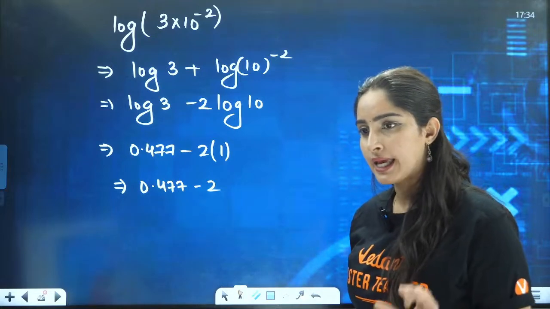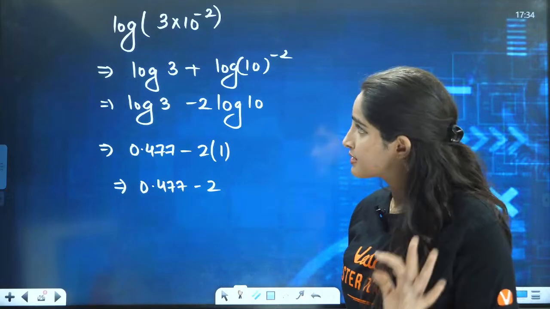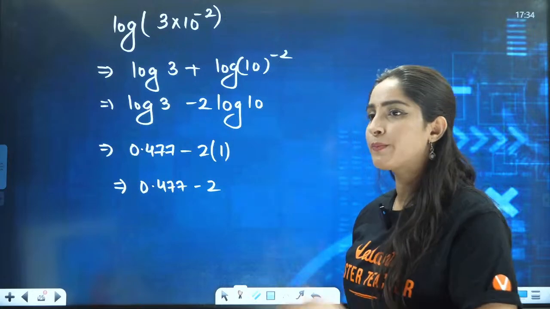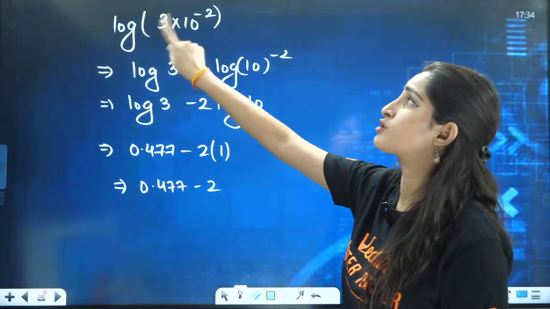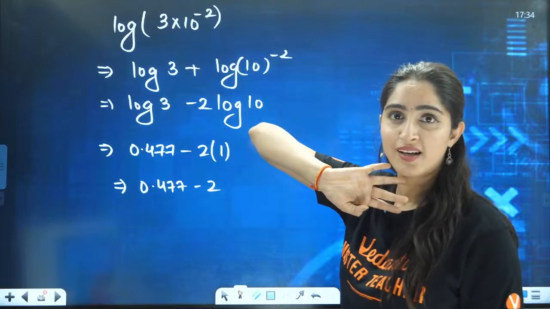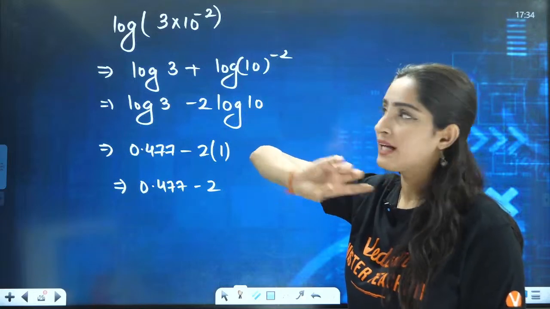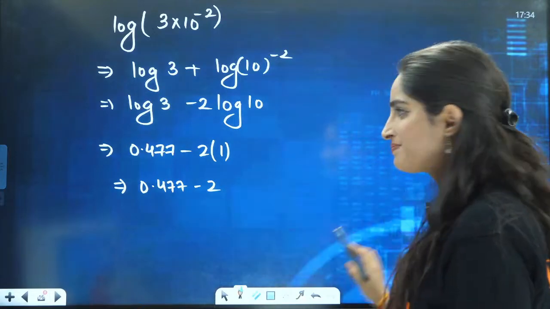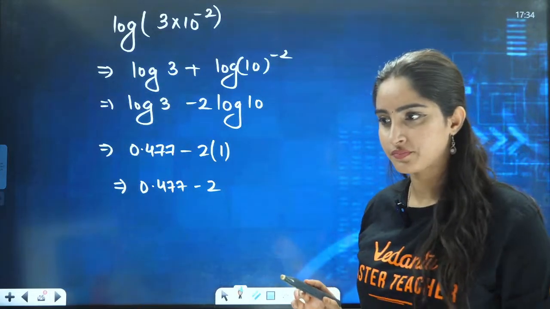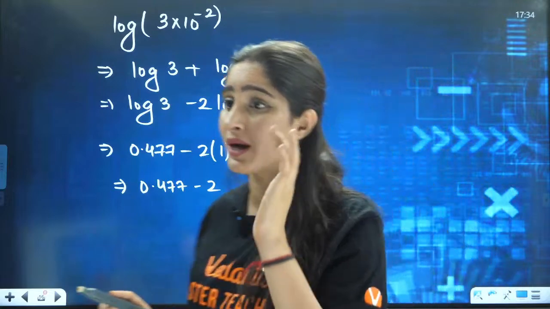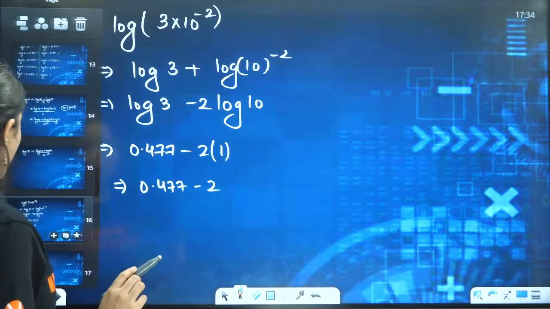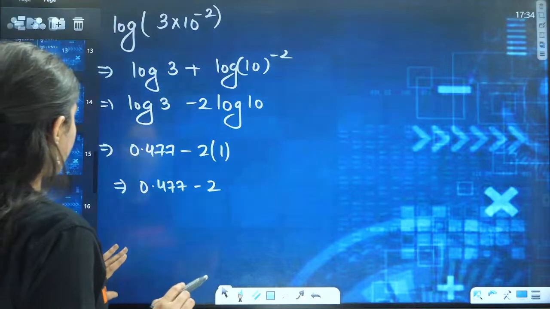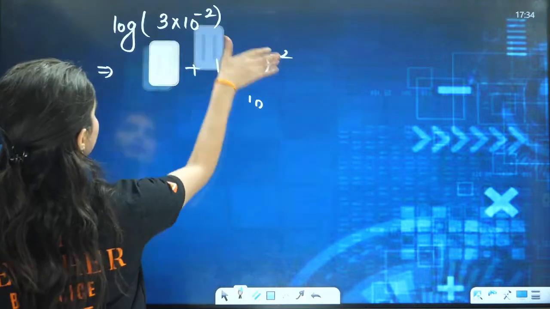Understood? Is it difficult? Simple, right? When you do the practice, you can mentally calculate this: log 3 minus 2. You can mentally see that this is basically log 3 minus 2. Okay, understood? I can even give you one simple trick on that.